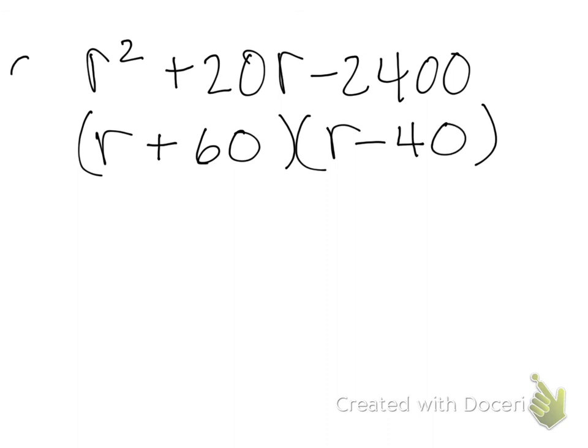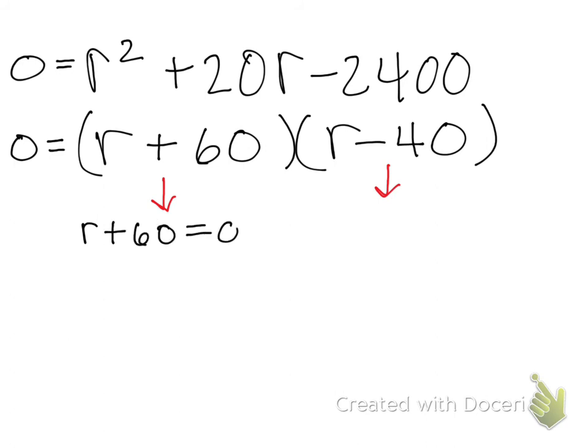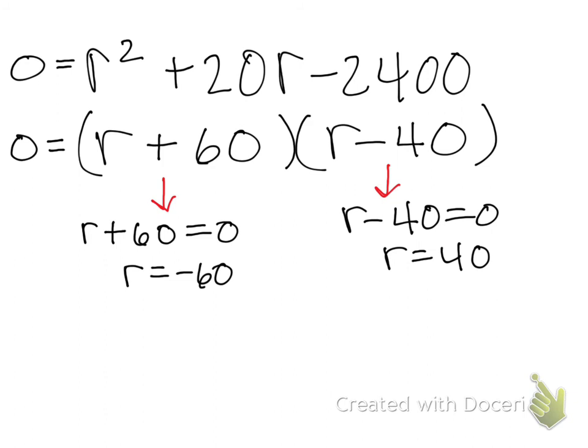Now remember, these expressions are set equal to 0. So now if we use our zero product property, we will get two solutions. So we get r plus 60 equals 0, or we get r minus 40 equals 0. So for the first solution, we're going to get r equals negative 60. And for the second solution, we're going to get r equals positive 40.